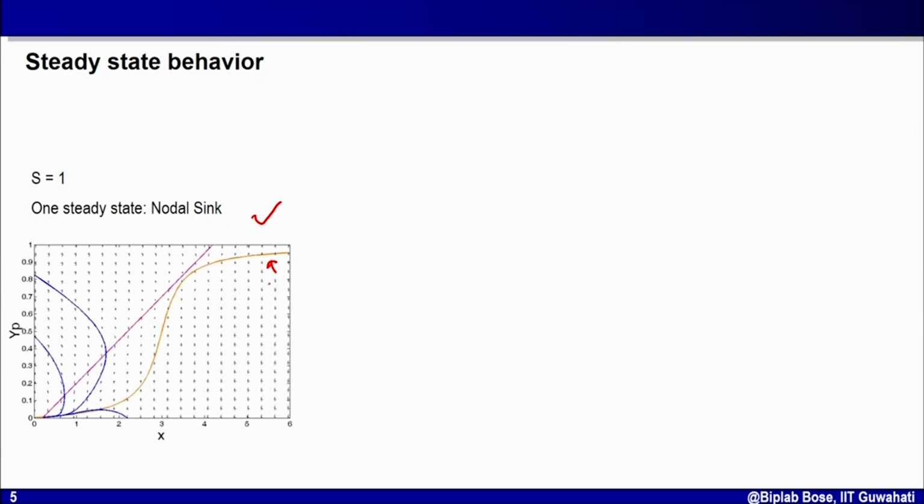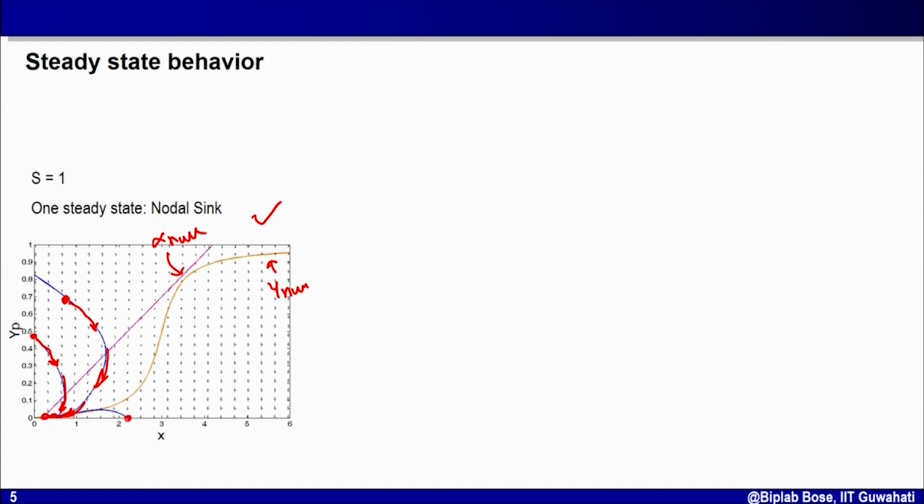This is my Y null line. This is my X null line. And I have only one point of intersection. That is my steady state. If you look at the phase portrait, if you start somewhere here at t equal to 0, the phase trajectory shows that you will collapse at the steady state here. If you start somewhere here at t equal to 0, then following the trajectory in the phase portrait plot, I will collapse here at the steady state.